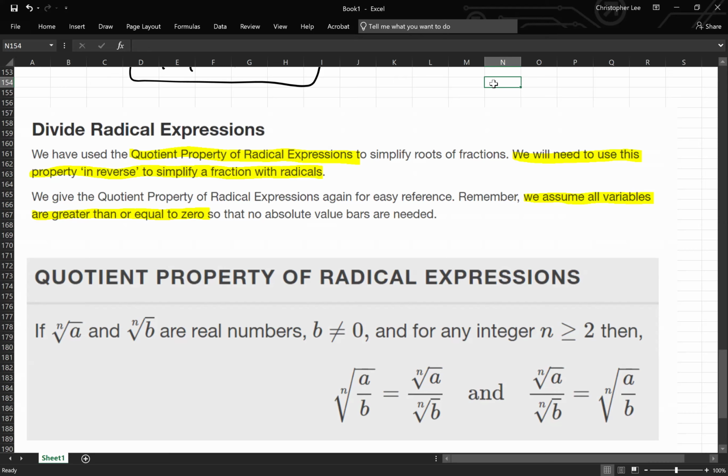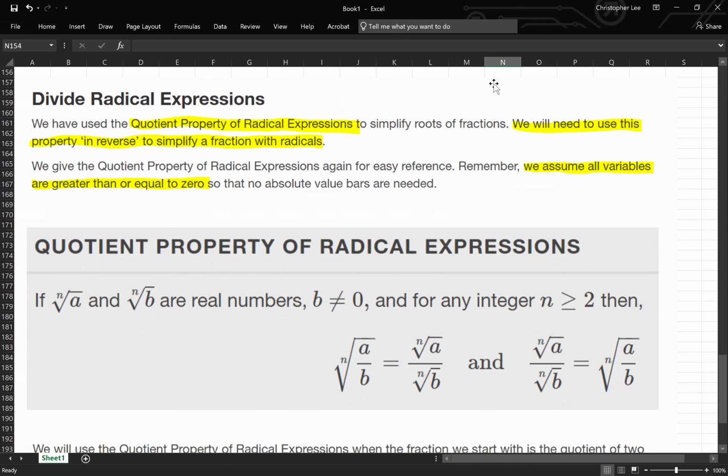All right. So we give the quotient property of radical expressions again for easy reference. Remember, we assume that all the variables are greater than or equal to zero, so that no absolute value bars are needed. All right, check this out. This is the quotient property of radical expressions.